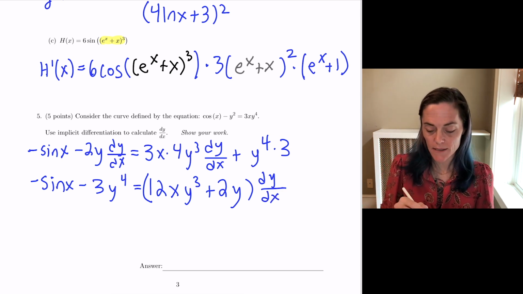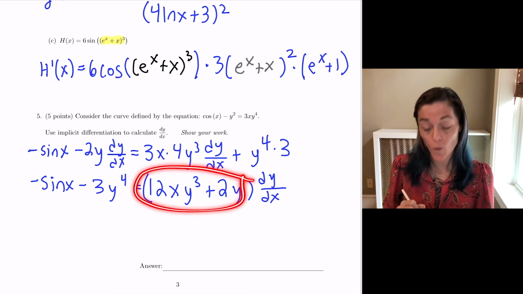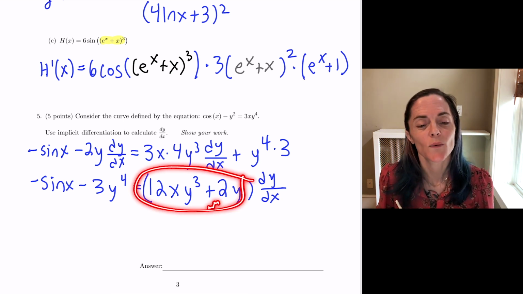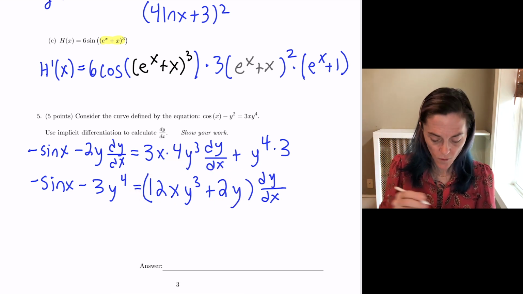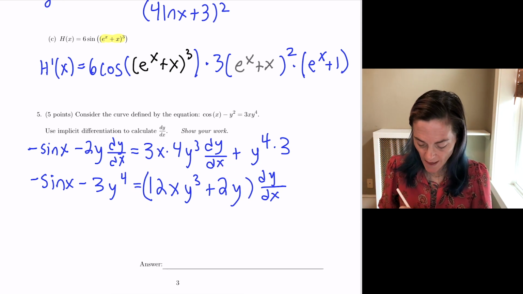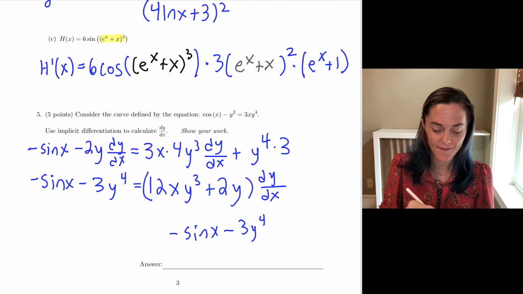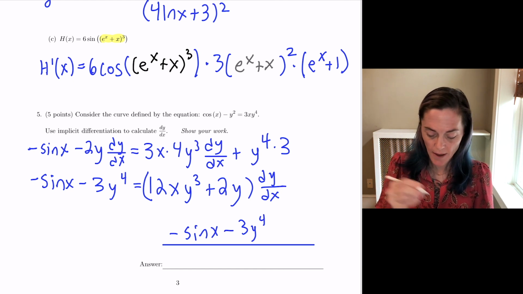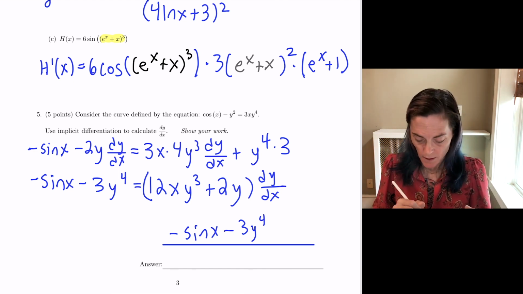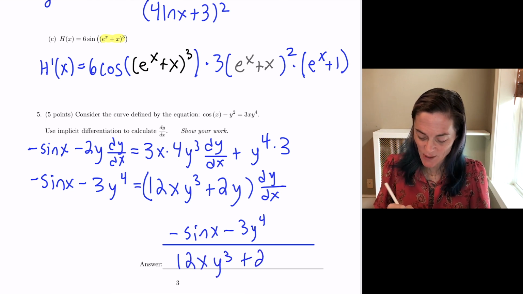My last step is to divide both sides of the equation by this, which will allow me to solve for dy dx. Okay, so dy dx equals, we have minus sine x minus 3y to the fourth divided by 12xy cubed plus 2y.